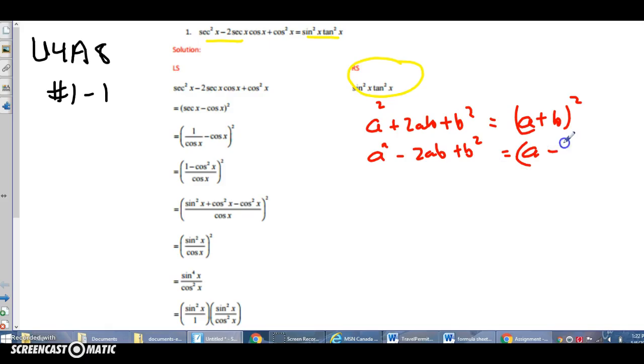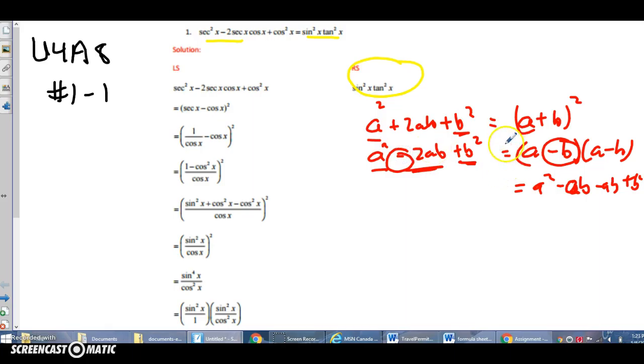When you expand, this is a minus b all squared, or a minus b times a minus b, which is a squared minus ab minus ab plus b squared. So you notice that if the b is negative, the b squared stays positive because it's squared, and the middle terms become negative. It's not really a special case. It's just the fact that b is negative. So when you do that, you end up factoring this whole thing into sec x minus cos x all squared.